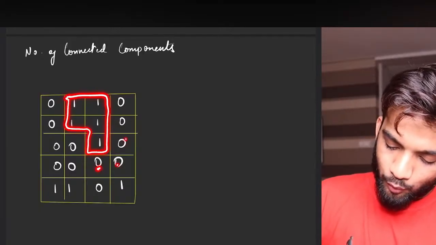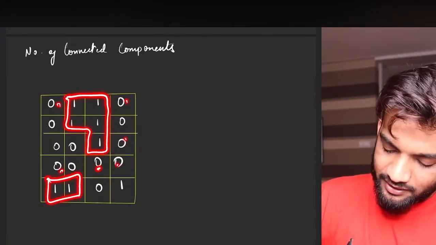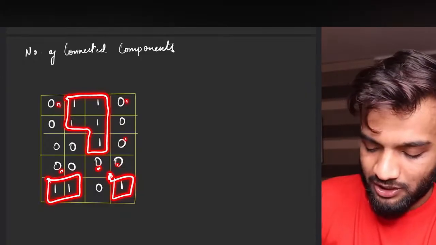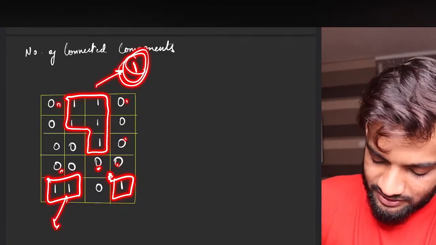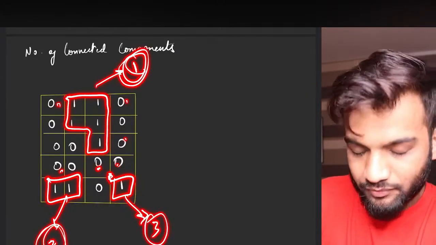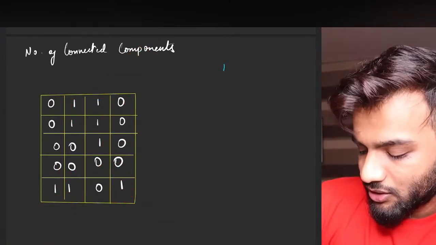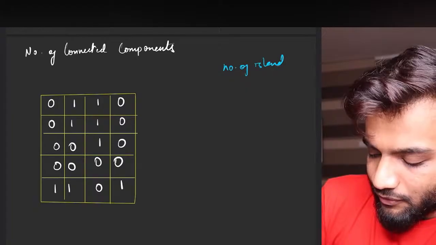And then there is water. And then this piece of land is connected. And this piece of land is connected. So apparently I find 3 pieces of land, or 3 islands. First island, second island, third island. So there are 3 islands. The question states, tell me the number of islands if I give you a grid.